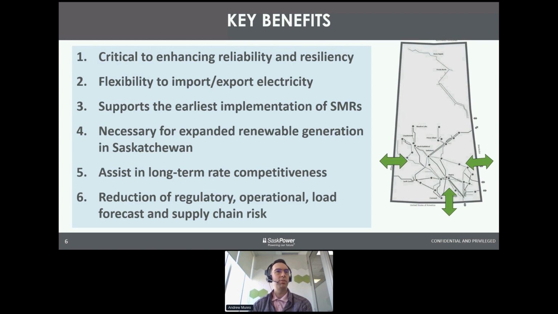And increasing interties will also reduce our regulatory and operational load forecast and supply chain risk. So having more interties allows for more flexibility, so that if there are additional regulations with respect to emission targets or any limitations on our generating fleet, we can manage that.